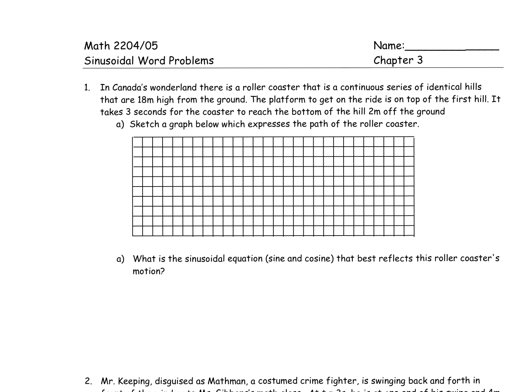Okay, so let's take a look at this first problem, and it reads as, in Canada's Wonderland, there is a roller coaster that is a continuous series of hills. Those hills go up to 18 meters high from the ground, and the platform to get on the ride is on the top of the first hill. It takes 3 seconds for the roller coaster to reach the bottom of the hill, 2 meters off the ground.